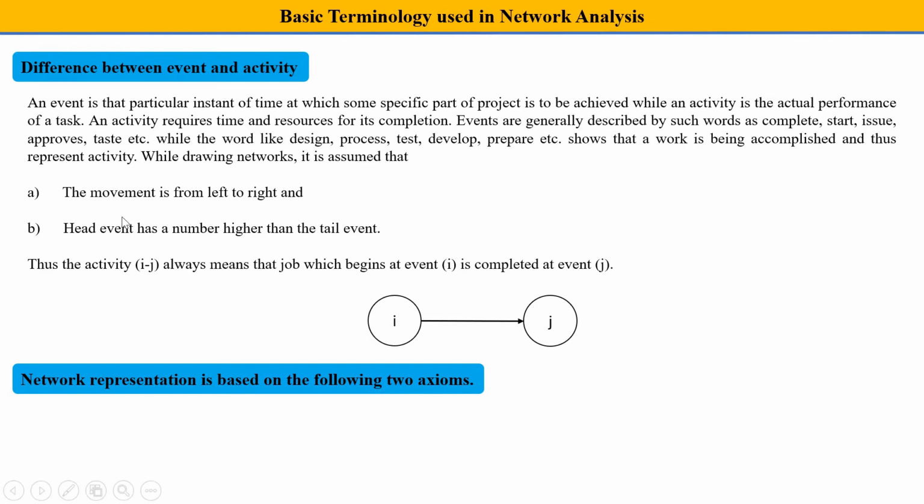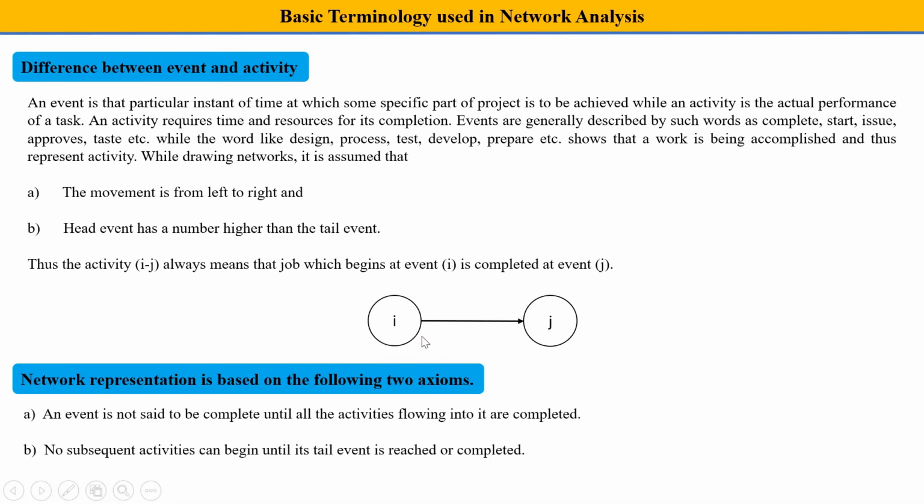Always remember that the network is supposed to be drawn from left to right. Whenever you draw this network diagram, you always have to go from left to right. The event head has a larger number than the tail. For an example, these are two events I and J. Then you have to go in an increasing manner.